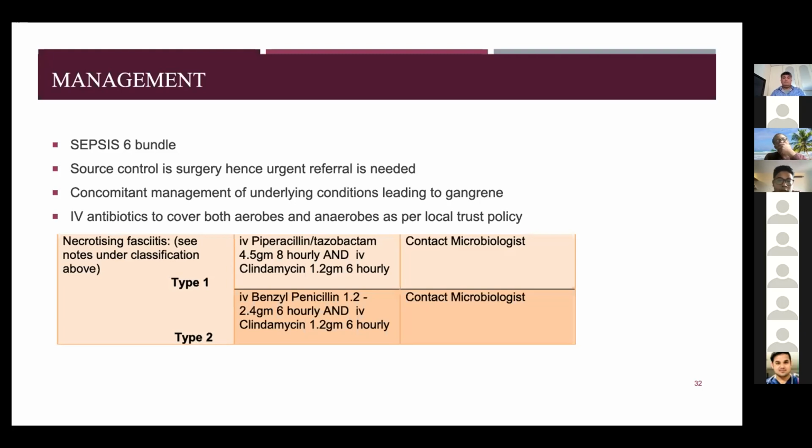Concomitant management of the underlying conditions that might have led to the gangrene should also be done, and IV antibiotics as per local trust policy covering both aerobes and anaerobes should be given. This is taken from the antibiotic policy of our trust. Type 1 refers to Fournier's gangrene or necrotizing fasciitis of the trunk or perineum. Hence, piperacillin and tazobactam along with clindamycin should be given. If allergic, the microbiologist should be contacted.